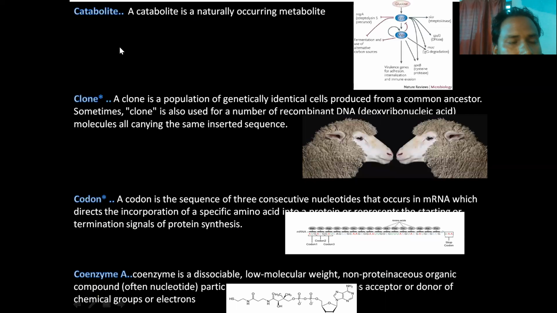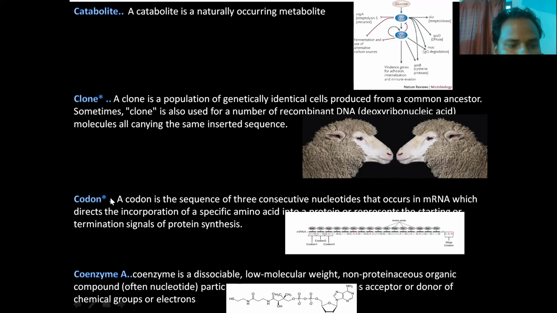Okay, so next we will talk about catabolites. What is a catabolite? It is a naturally occurring metabolite. Next we will talk about the clone. What is a clone? These are morphologically similar. Why are they similar? Due to the same genetic sequence in the DNA. You can also define it this way: a clone is a population of genetically identical cells from a common ancestor. It is also used for a number of recombinant DNA molecules carrying the same inserted sequence. Due to the same inserted sequence, the morphology is similar. You can see this structure, so it is the clone.